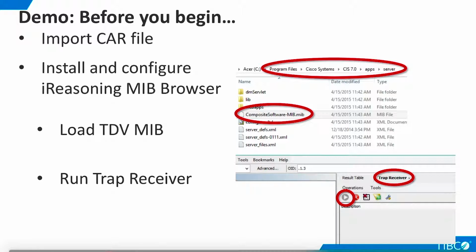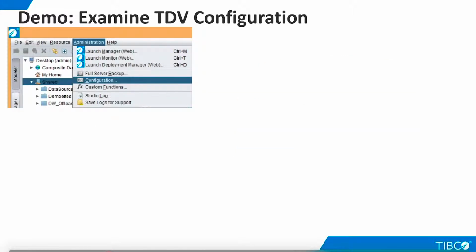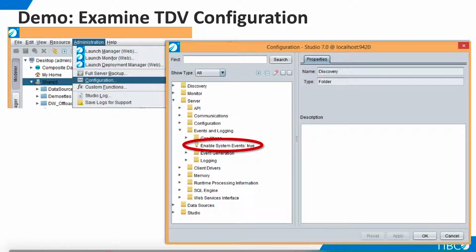We are ready to begin our demo. First, let's look at the various TDV configuration options that need to be set. From the Studio menu, click Administration, then Configuration. Under Server, Events, and Logging, make sure that the Enable System Events option is set to True. If this is false, no server logging of any kind will be enabled.